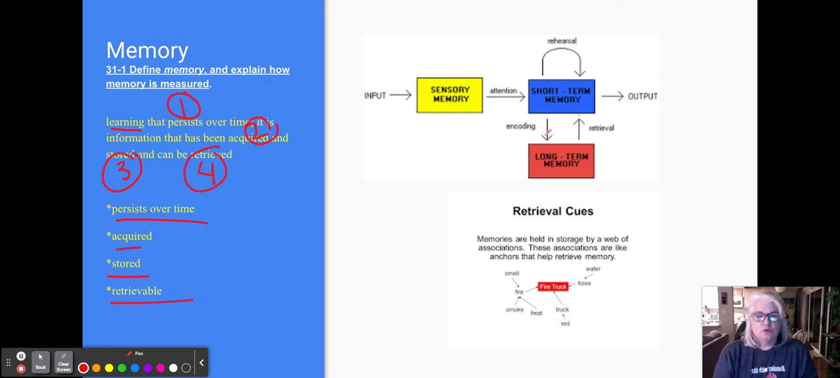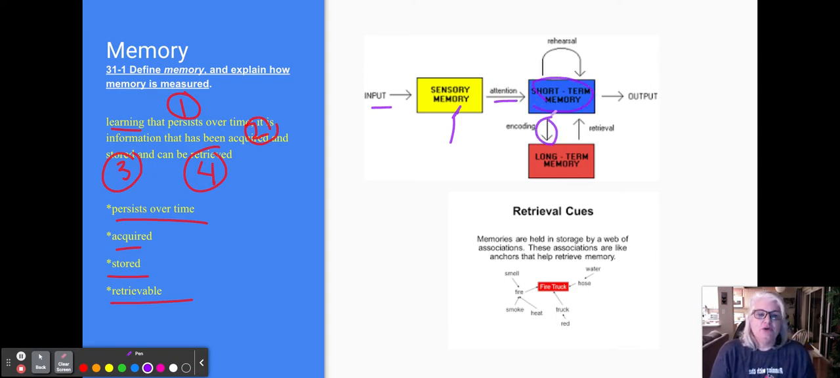Now, this is a short little picture of how memory works. There's a lot more to it than this, but I just wanted to give you kind of an overview. So here's the input. This might be you guys watching this video. That's your sensory memory. It's like, oh, I remember watching that video. You're paying attention to it. Okay, so it's going to go into your short-term memory.